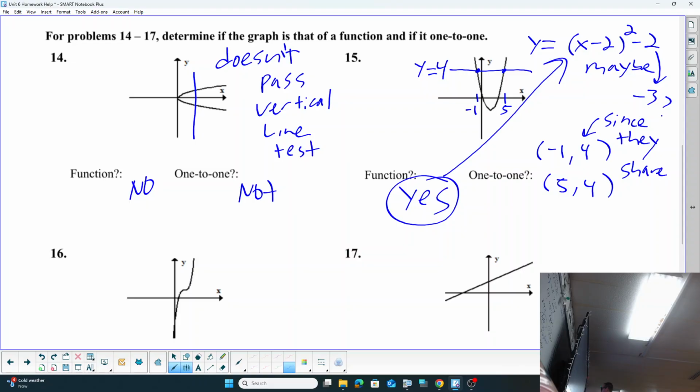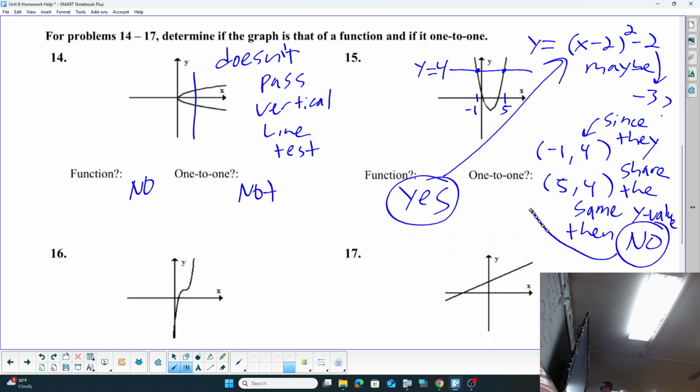Since they share the same y value, then no, not one-to-one. And that actually affects the inverse, right? So you can't have an inverse function if it's not one-to-one.